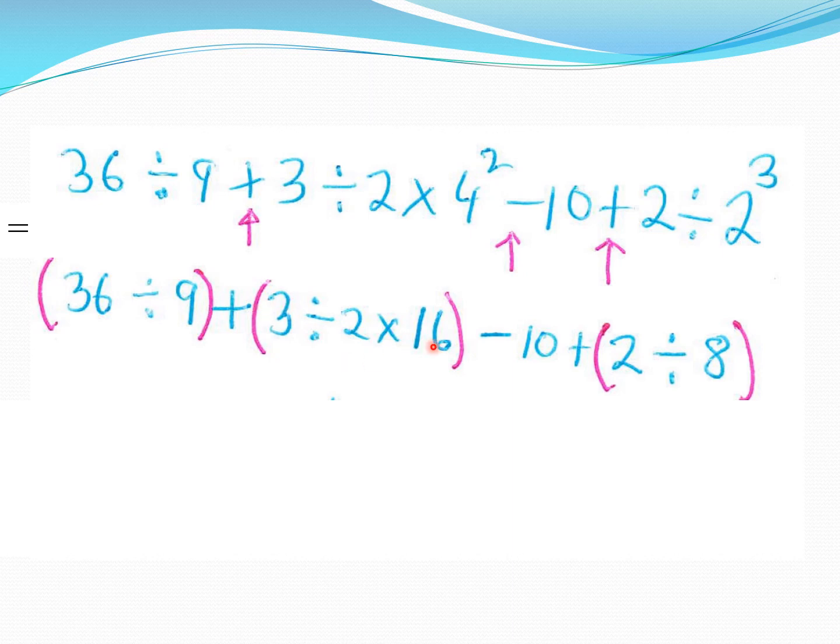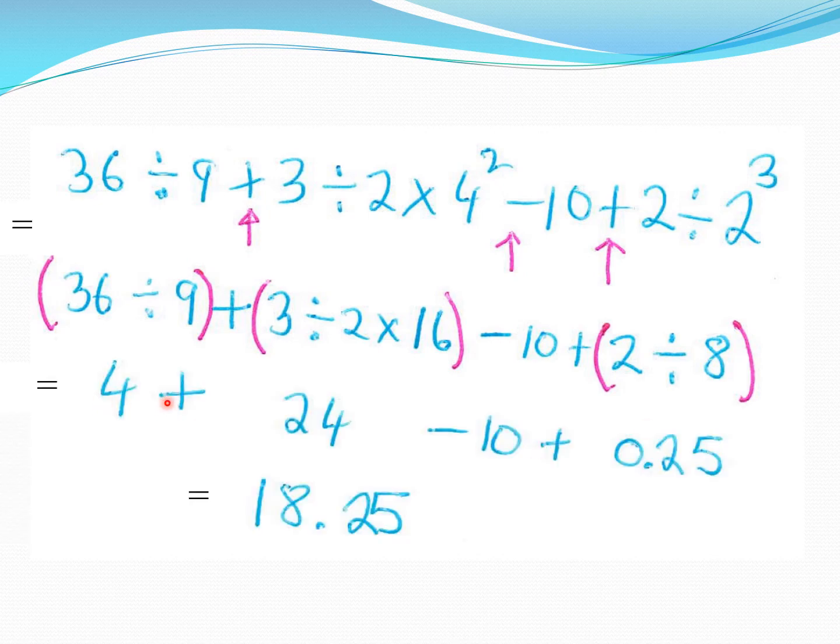We'll see that now in a minute. Minus 10 plus 2 divided by 8. That's 2 divided by 8. That's the same as 1 divided by 4, the same as a quarter. Or if you just do it in the calculator, 2 divided by 8 is 0.25 or a quarter. So we have 4 plus 24 minus 10 plus 0.25.